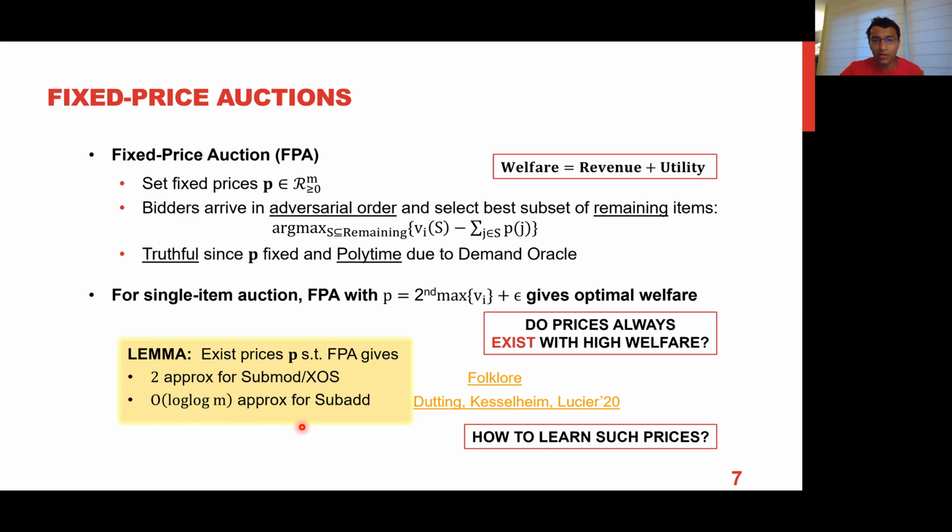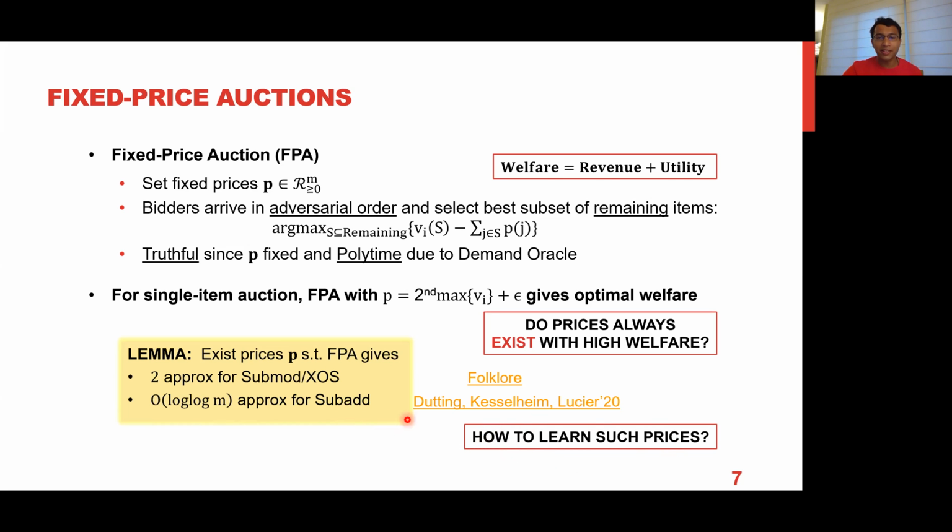In a very recent work from FOCS 2020, by Paul Dütting, Thomas Kesselheim, and Brendan Lucier, they showed that even for subadditive valuation functions, there exist prices which get you a log m approximation. And log m is nice for us, because polylog m is what we are aiming for. However, the biggest challenge is still: how do I find such prices?